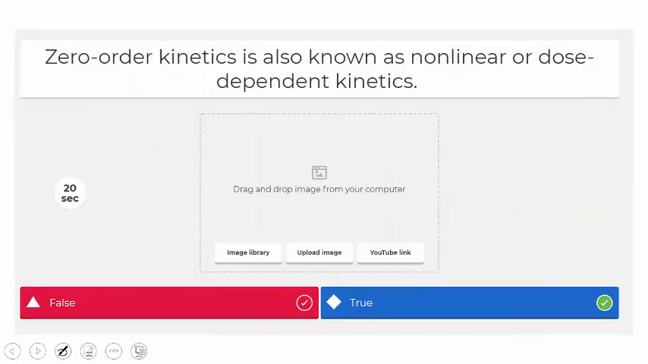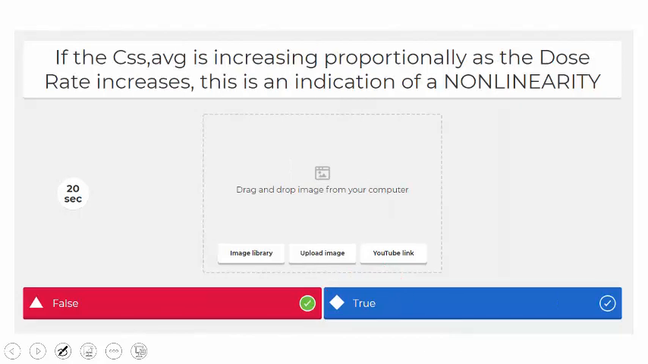Zero order kinetics is also known as nonlinear dose dependent. Yes! That's important for you to understand. They're different nomenclatures. They have different nuances, but they're all one and the same. If a CSS average is increasing proportionately as the dose rate increases, this is an indication of nonlinearity.